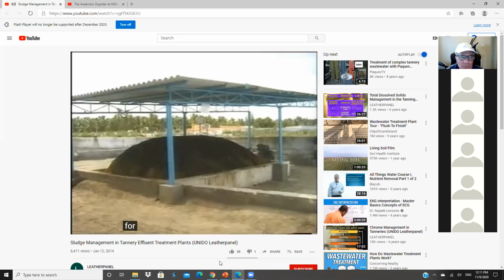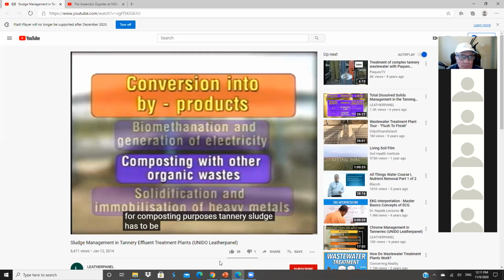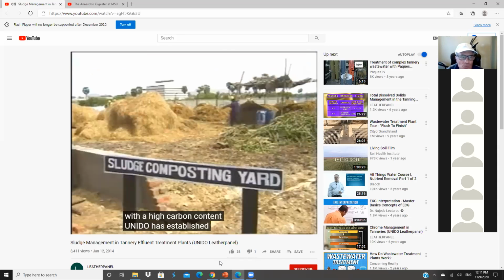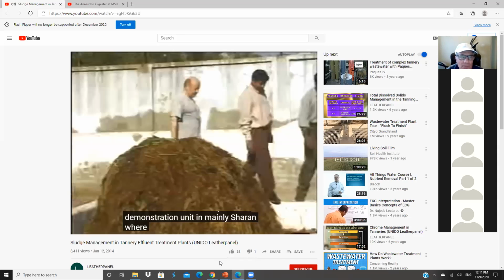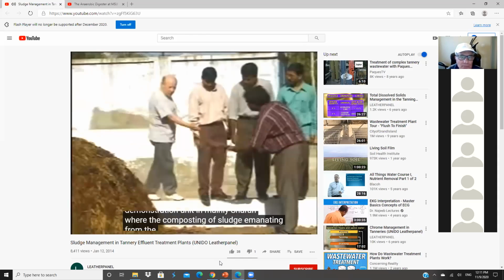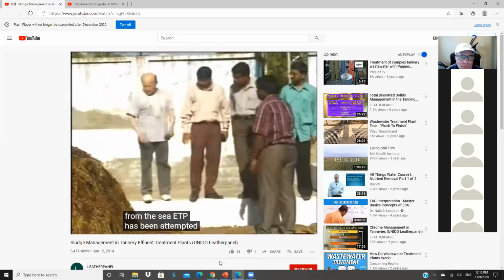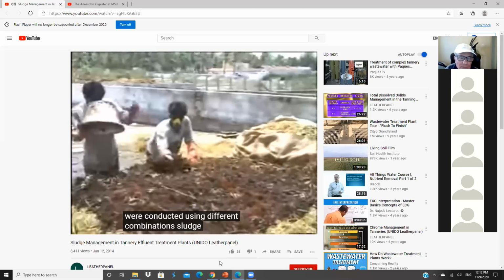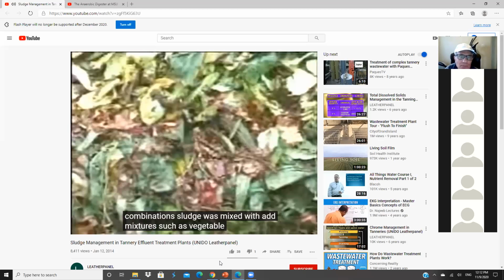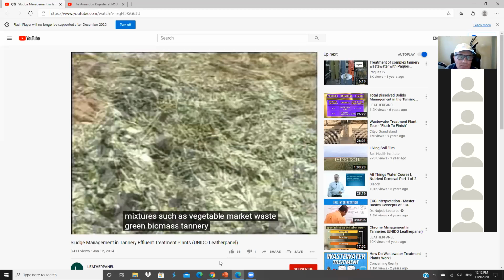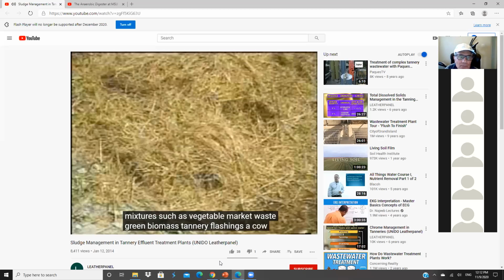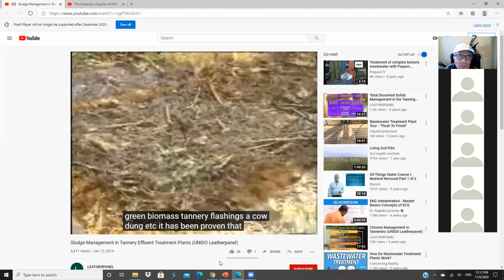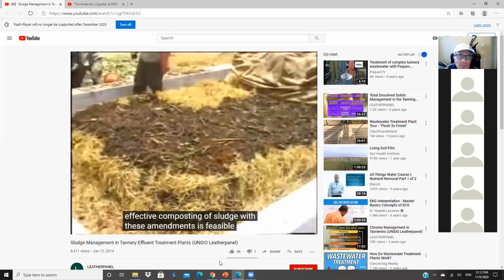For composting purposes, tannery sludge has to be combined with admixtures with a high carbon content. UNIDO has established a pilot and demonstration unit in Melvisharam where the composting of sludge emanating from the CETP has been attempted. Composting trials were conducted using different combinations. Sludge was mixed with admixtures such as vegetable market waste, green biomass, tannery fleshings, hay, cow dung, etc. It has been proven that effective composting of sludge with these amendments is feasible.